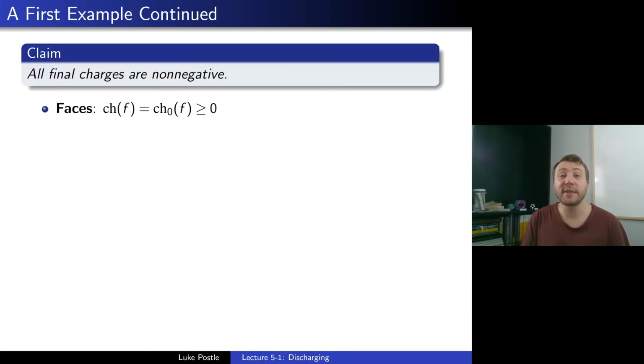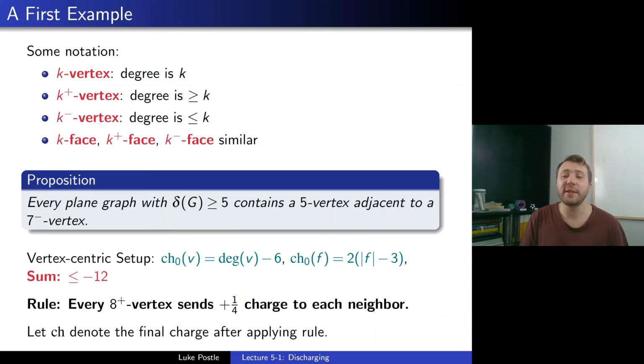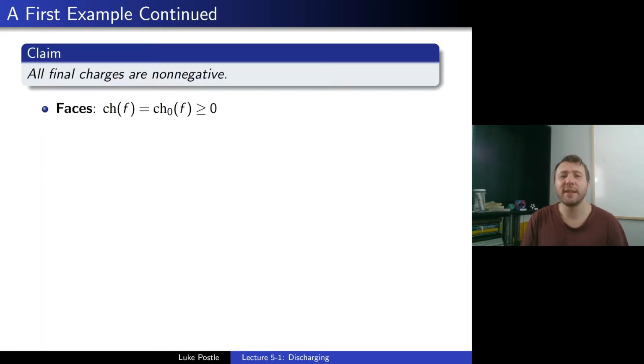And then our claim is that all these final charges are non-negative. And once we've done that, we'll have derived a contradiction, because clearly the rule doesn't change the sum, right? We're just moving some charge around, redistributing it from one vertex to some of its neighbors. So that will provide the contradiction. So we go through all the cases now.